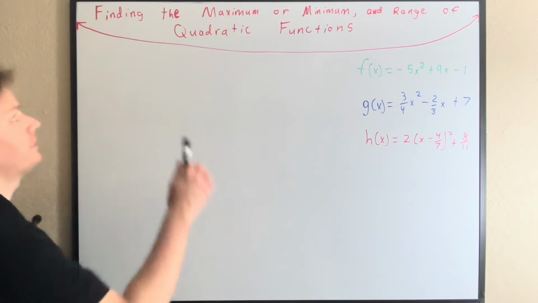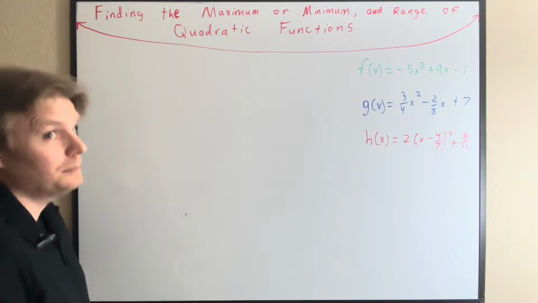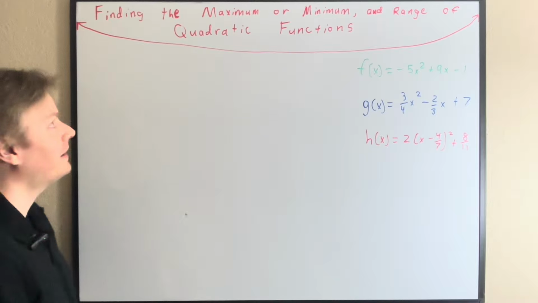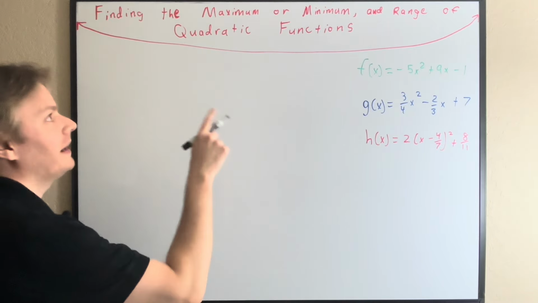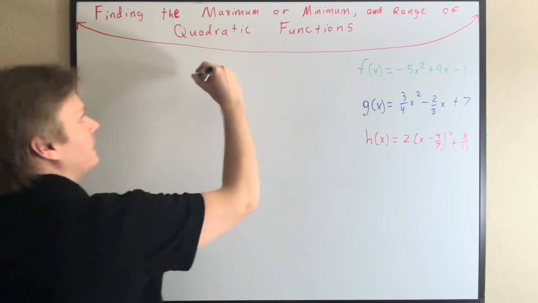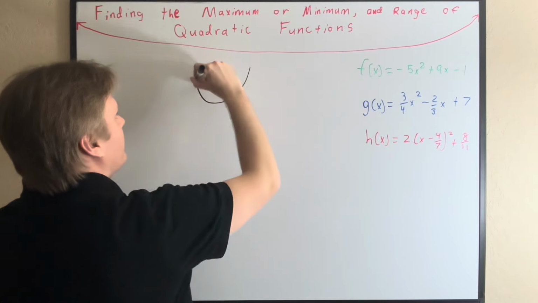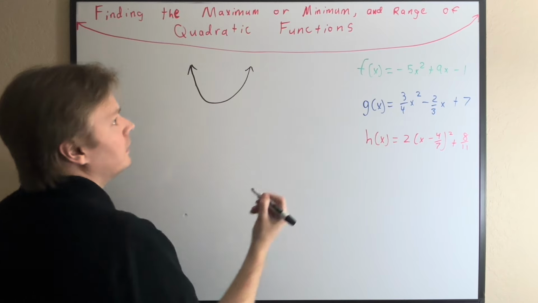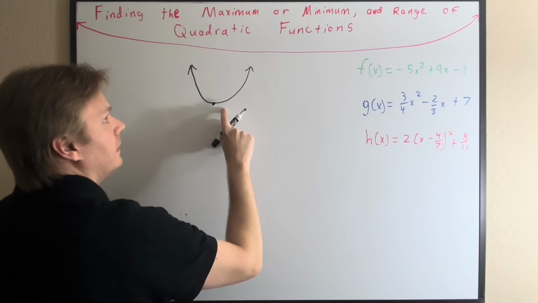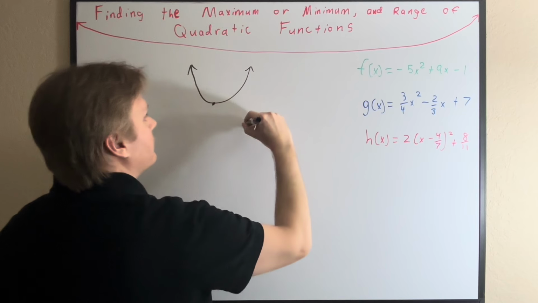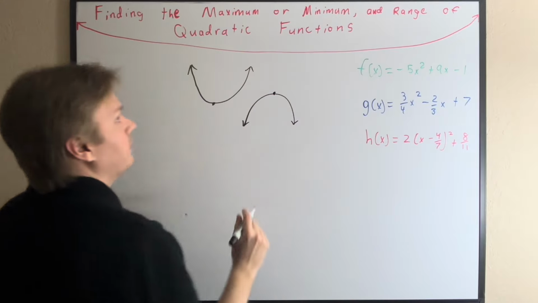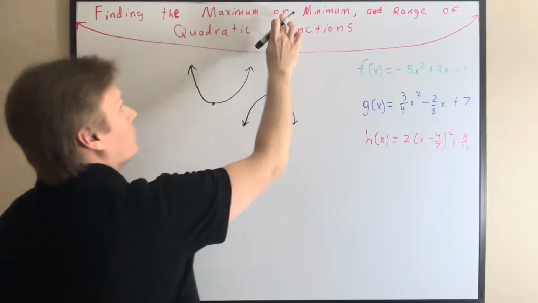In this video, I'm going to go over finding the maximum or minimum and range of quadratic functions. Why did I say maximum or minimum and range? Well, because we're talking about parabolas, right? And parabolas either open up, in which case they would have a minimum point, the vertex, or they open down, and they have a maximum. So you're either finding the maximum or the minimum.